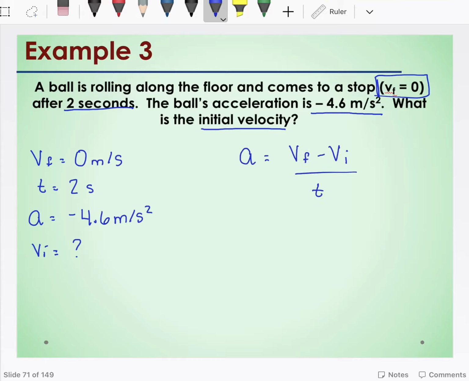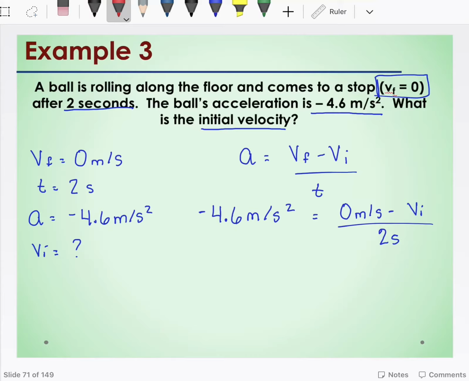I plug in my numbers, and it is important to make sure you don't forget about that negative, right? Direction matters. VF is 0 minus VI, which is what we're solving for, divided by 2 seconds. Okay, so now we start to manipulate and solve for that VI.